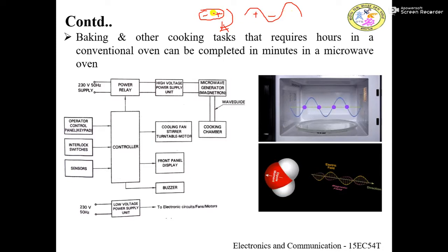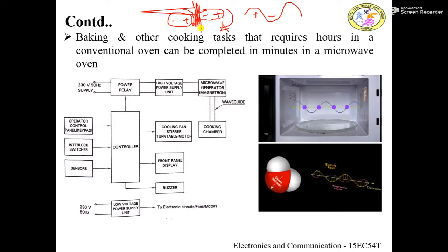Whenever this dipole rotates about its mean position, it exerts friction among its neighboring molecules. Let's say there are millions of dipoles in the food. Whenever all these dipole molecules try to rotate about their mean position, they collide with each other. Whenever they collide with each other, they exert pressure or friction. This friction itself causes heat to be produced in the food.